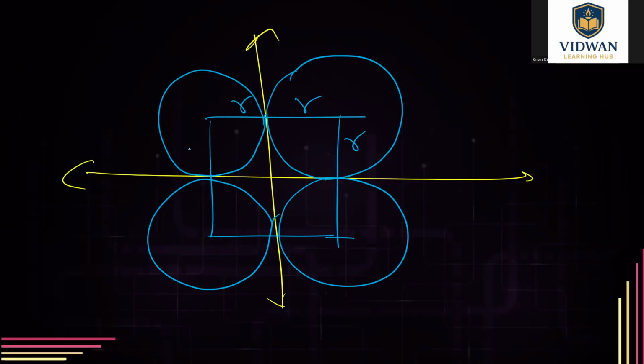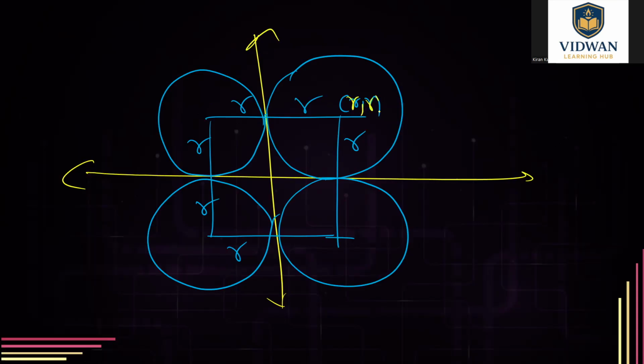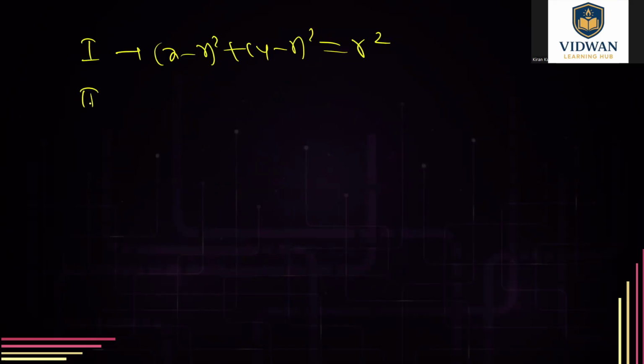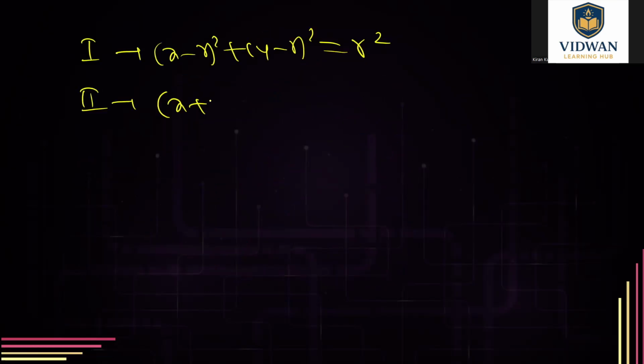So r here. So therefore, the coordinates of the center here will be r comma r. Here the coordinates of center will be minus r comma r. Here they are minus r, minus r. And here r comma minus r. So all the circles you can write down with the centers and radius is same only for all of them. So the circle in the first quadrant would be x minus r whole square plus y minus r whole square equal to r square. In second quadrant, the circle is having this as center. So x plus r whole square plus y minus r whole square equal to r square.